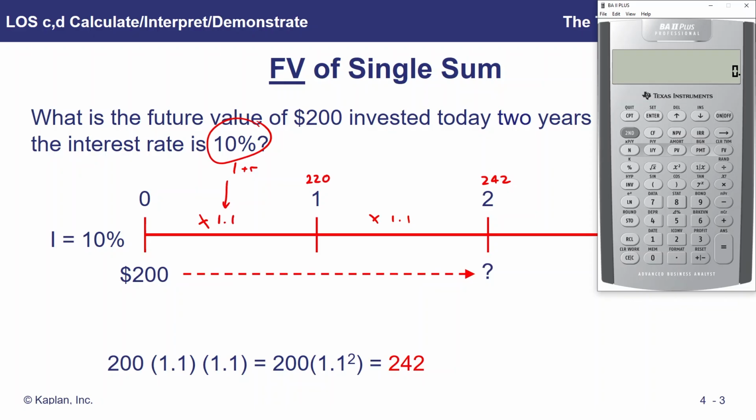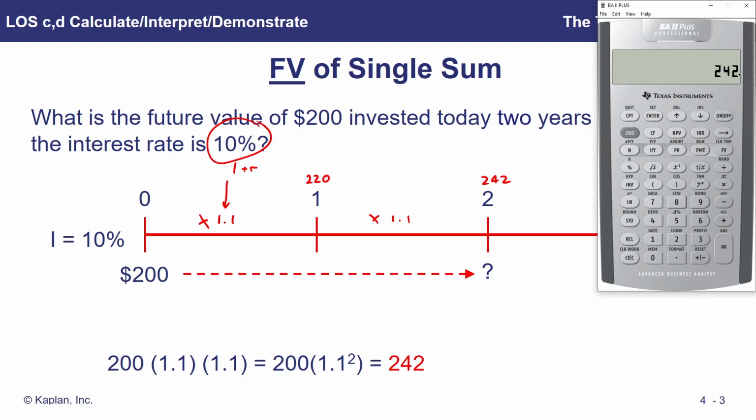So I want to do 200 times 1.1 squared. To do this, I'm going to do 1.1, so 1 plus my interest rate as a decimal. I'm going to hit the Y to the X button, that's my power-of button, and press 2. And that gives me 1.21, which is just 1.1 squared. And then finally, multiply by my present value, 200. And there you go. My future value is $242.